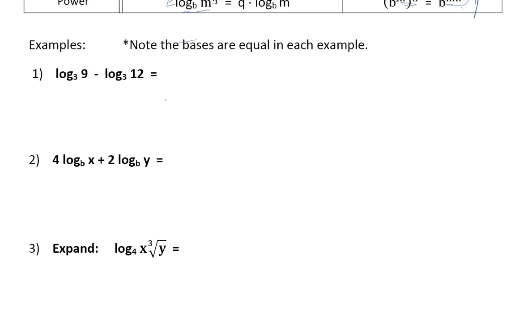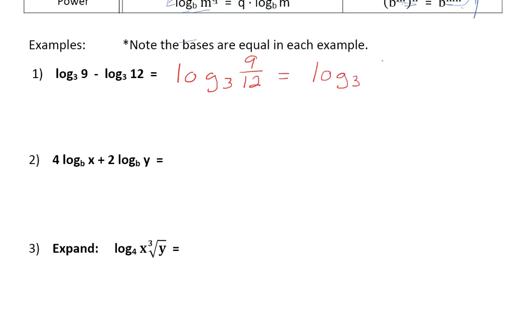Now let's look at some examples where we are using these properties. So here in this first one, I have log base 3 of 9 minus log base 3 of 12. Remember, when you're subtracting the logarithms and we are combining these into a single log, we divide. So this becomes log base 3 of 9 divided by 12. And of course we simplify or reduce that fraction like we always have.